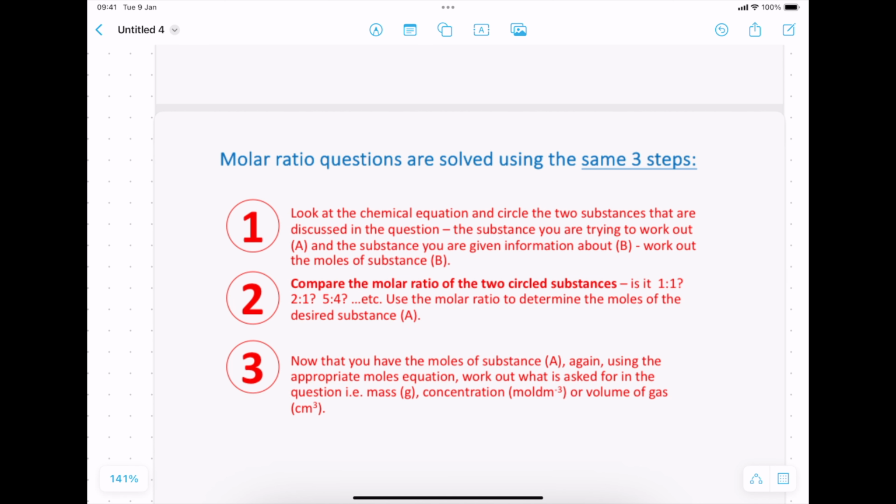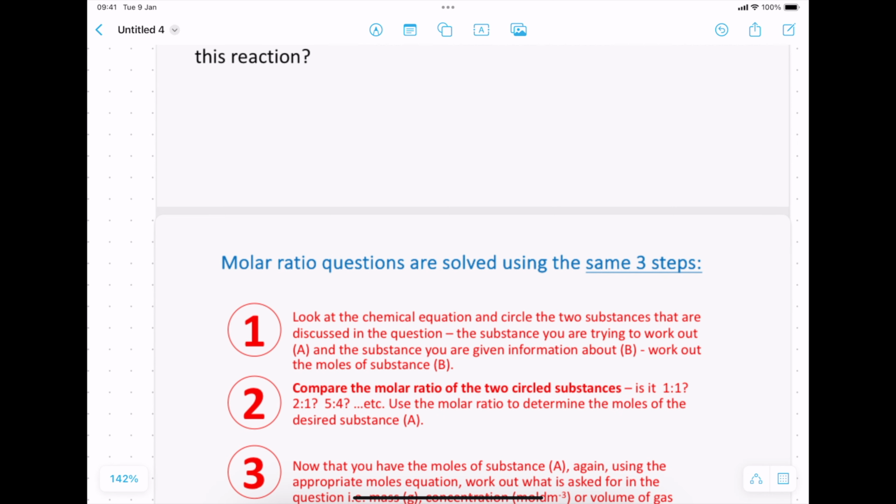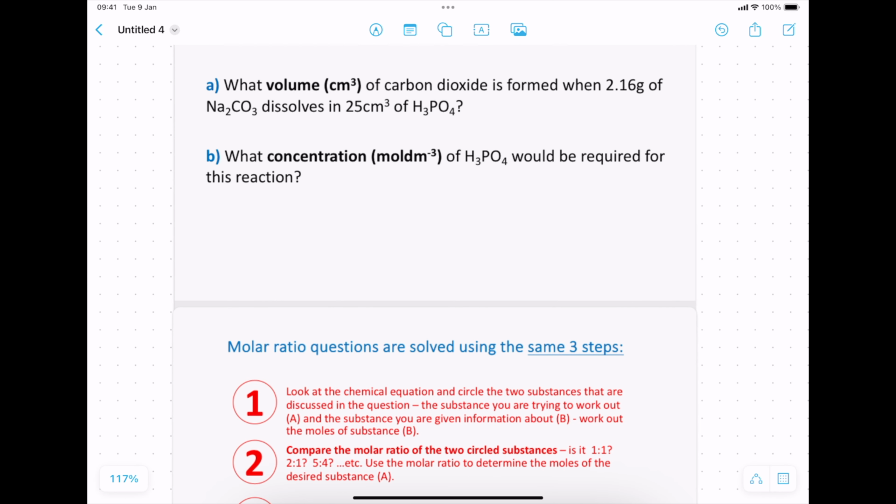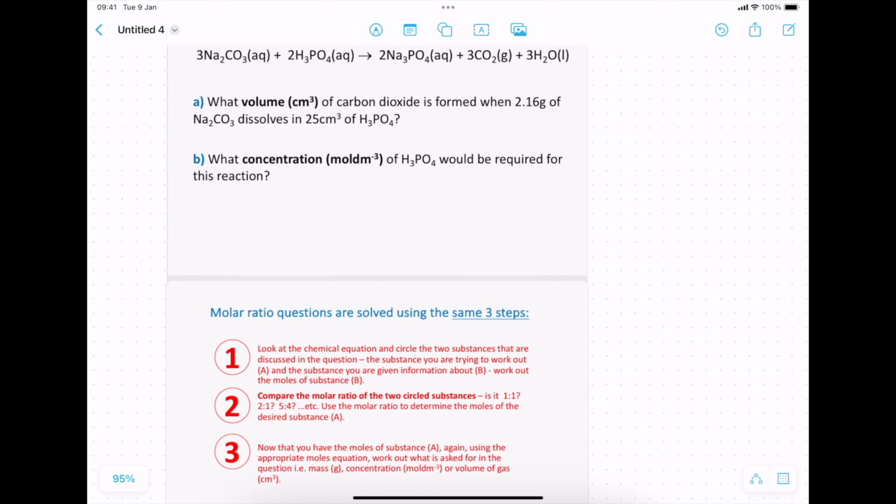So I'm going to use this again today to do the question above, just to show you that it can be used even when we're not dealing with a reacting mass in grams. It could be a reacting concentration. It could be a reacting volume. It's just the same thing over and over.